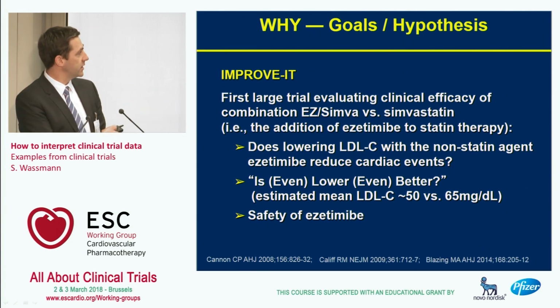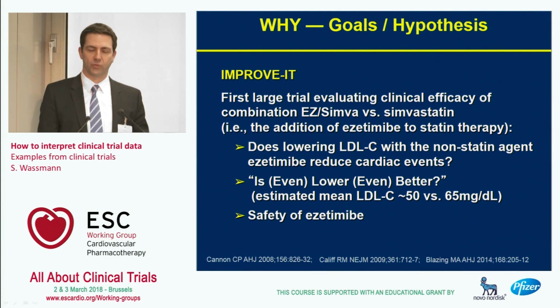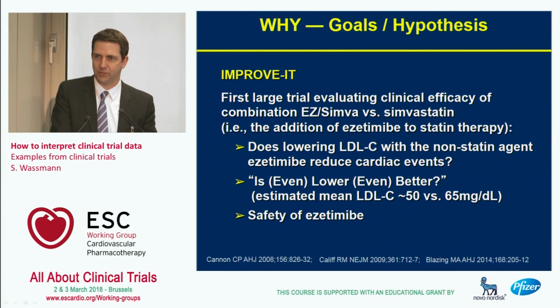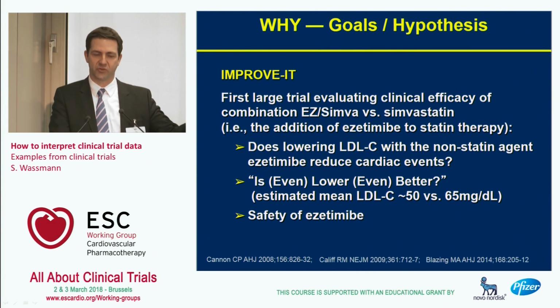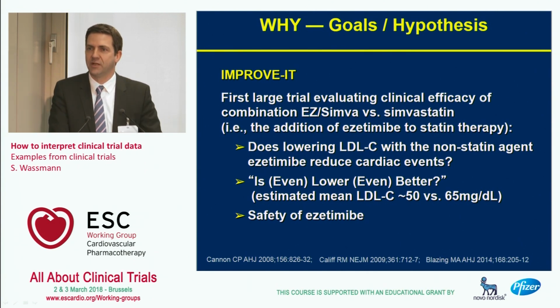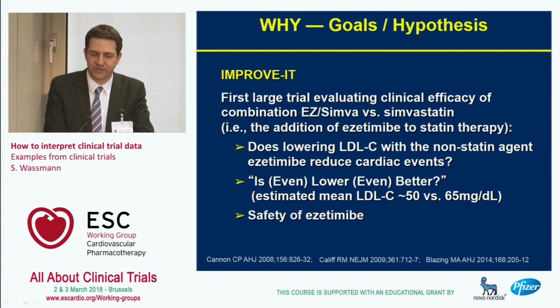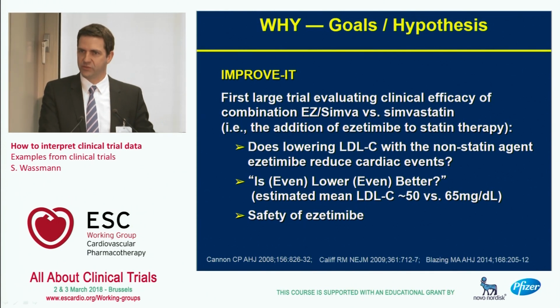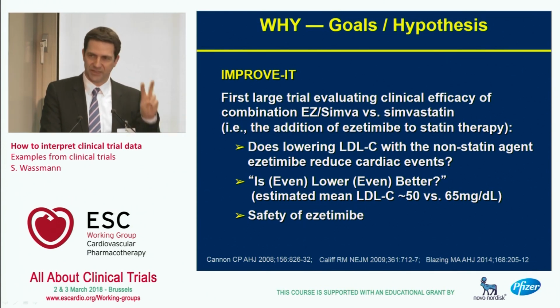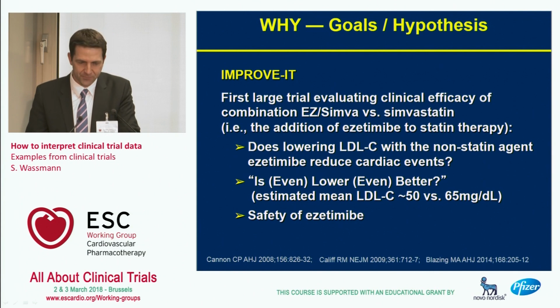So 3 questions, 2 of them I would like you to remember. Number 1, does lowering LDL cholesterol with a non-statin agent, ezetimibe, reduce events? Keep that in mind. And number 2 is even lower, even better, which means bringing down cholesterol lower than the recommended target value of 70. Does that reduce more events? So is even lower, even better? 2 questions, keep that in mind.